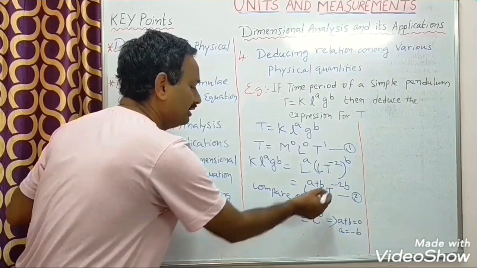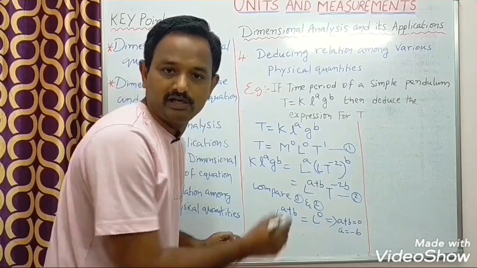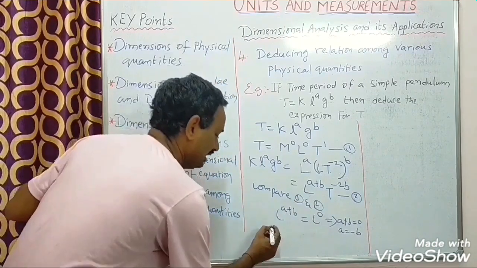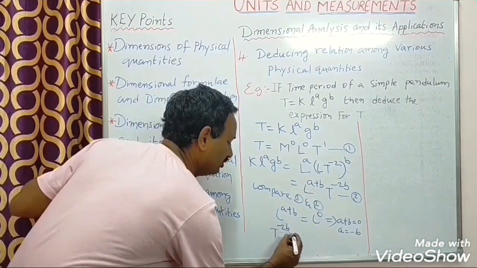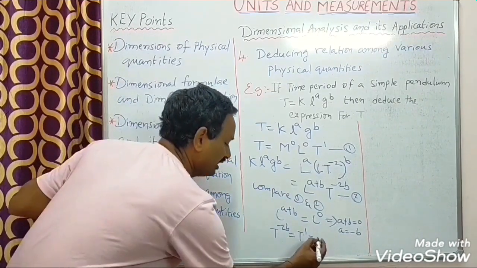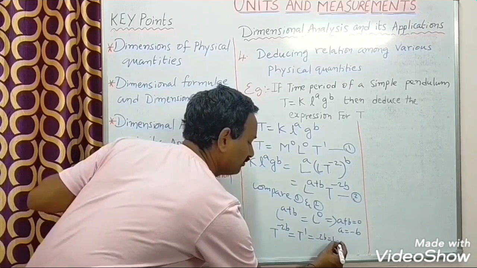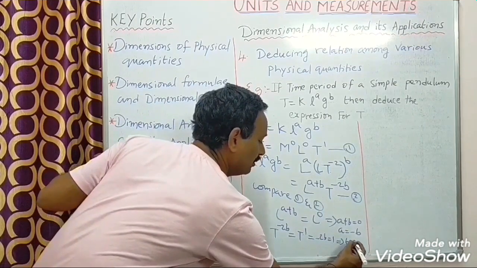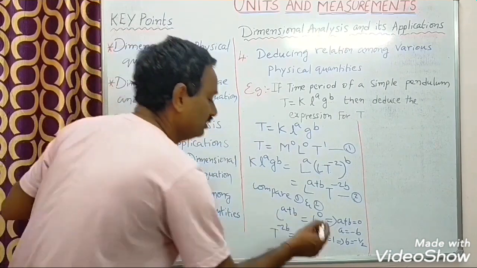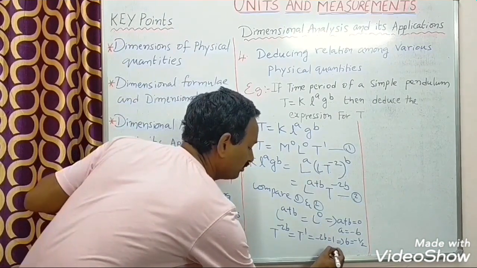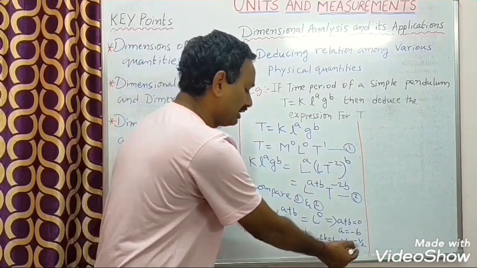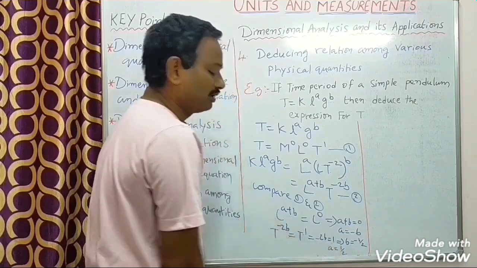Now I will compare dimensions of time period in the two equations. That is T power minus 2b equal to T power 1. So what I will get? Minus 2b equal to 1. From that b equal to minus 1 by 2. If b equal to minus 1 by 2, then a equal to what? a equal to 1 by 2. So I got b equal to minus 1 by 2 and a equal to 1 by 2.